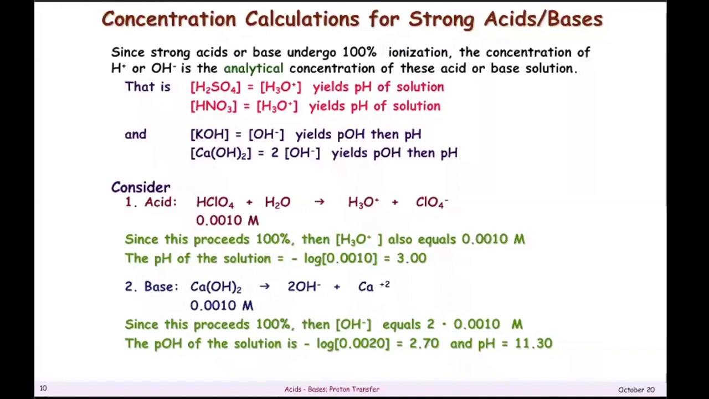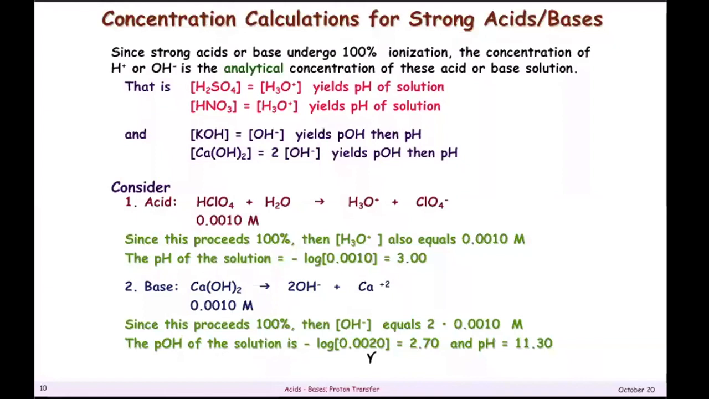So the negative log of 2 times 10 to the minus 3 is 2.7. If you assume 25 degrees, so the pKw is 14, 14 minus 2.7 is 11.3. That's the pH of the solution, which makes sense. This solution is going to be basic. A solution that has a higher number at 25 degrees, of course, greater than 7, is going to be basic. pH 8, pH 10, pH 11, those are basic solutions.